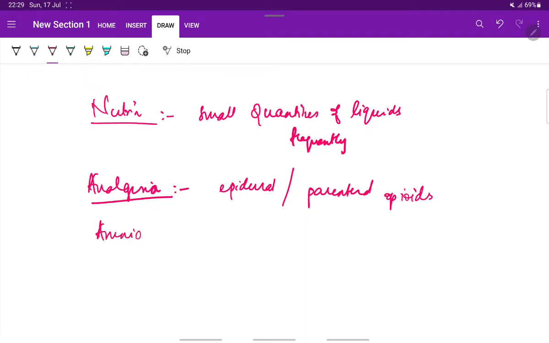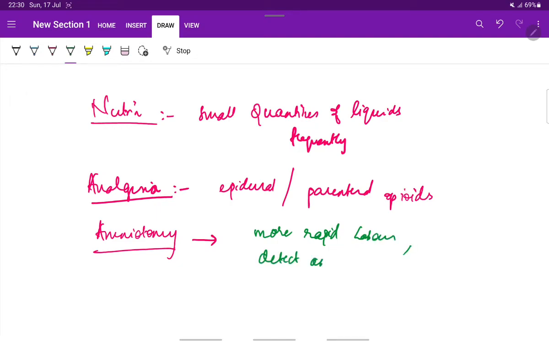Then amniotomy. Amniotomy can be performed after she gets into active labor. So the benefits of doing amniotomy are, we can progress the labor more rapidly and detect any meconium stained liquor for early intervention. In such cases we do an amniotomy.